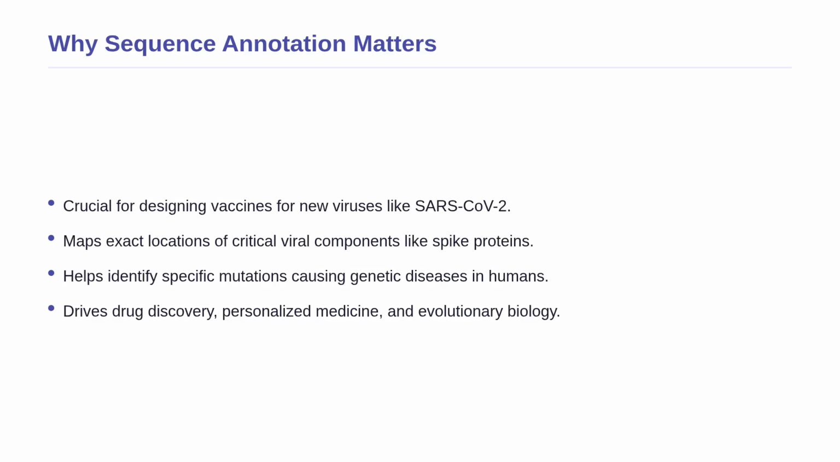Why does this concept matter so much in the real world? Consider when scientists sequence the genome of a new virus, like SARS-CoV-2. They desperately need to know exactly which parts of the RNA code for the spike protein so they can design an effective vaccine. Sequence annotation provides this exact map. In human medicine, annotating the genome helps us find specific mutations that cause genetic diseases by comparing a patient's genes to a healthy reference genome. Without it, modern medicine and evolutionary biology would grind to an absolute halt.